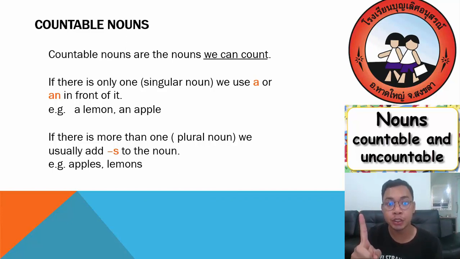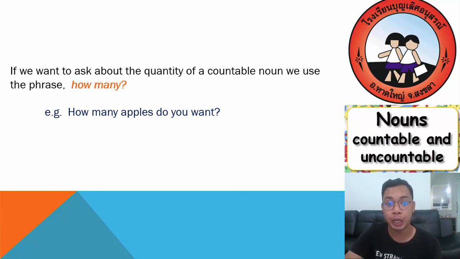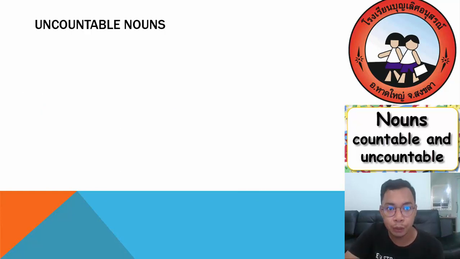One lemon, two lemons. If we want to ask about the quantity of a countable noun, we use the phrase how many. For example, how many pens do you have? How many books do you have? How many brothers and sisters do you have? How many apples do you have? Because apple, you can count. You can count one apple, two apples, three apples, four apples, and five apples, right? Apple, you can count.